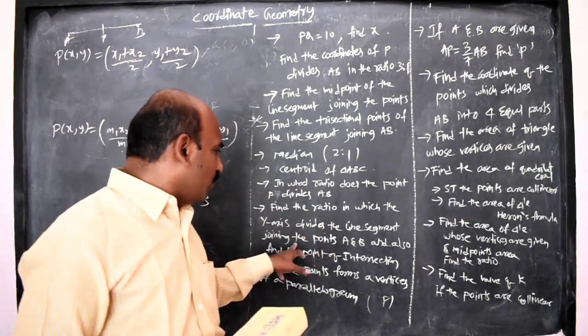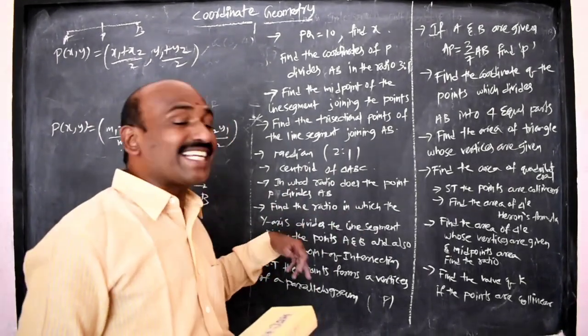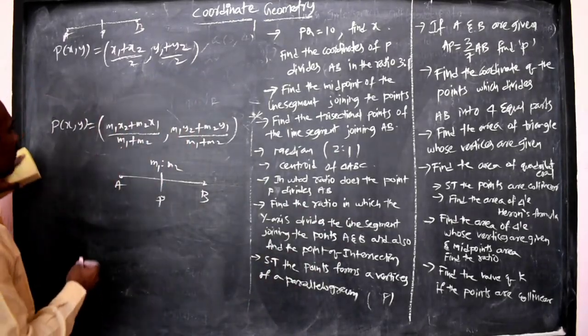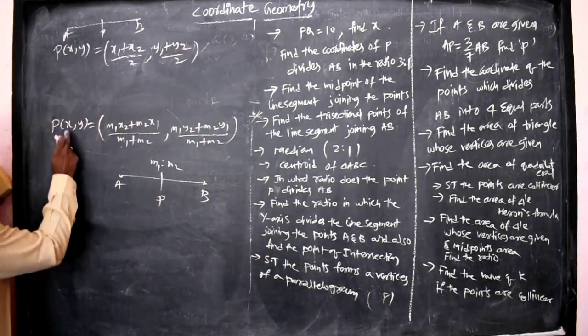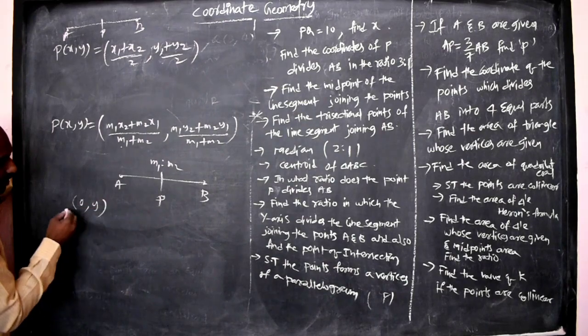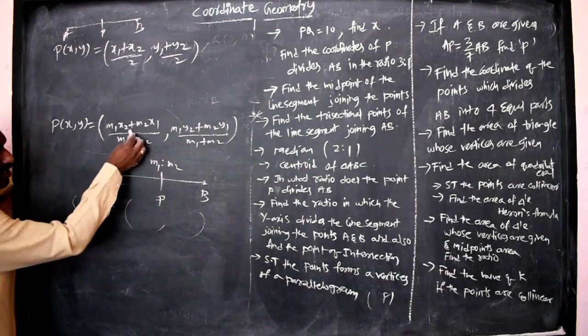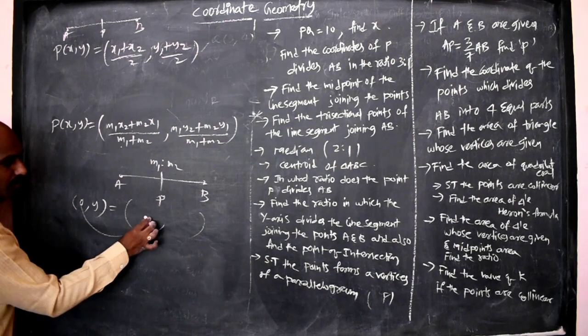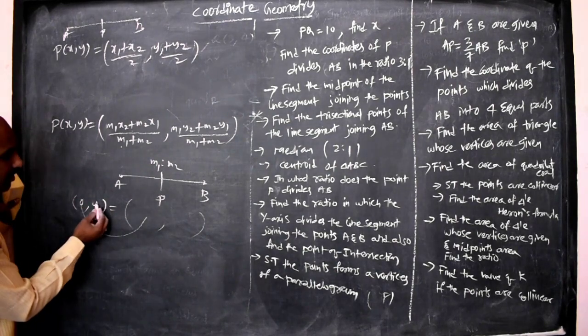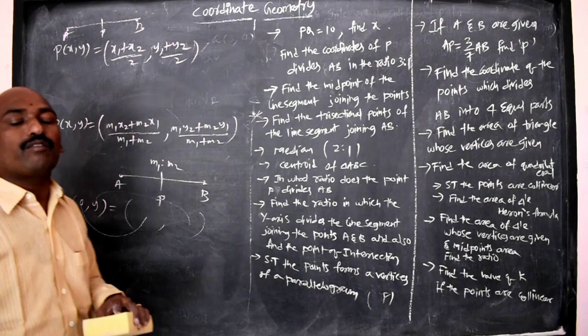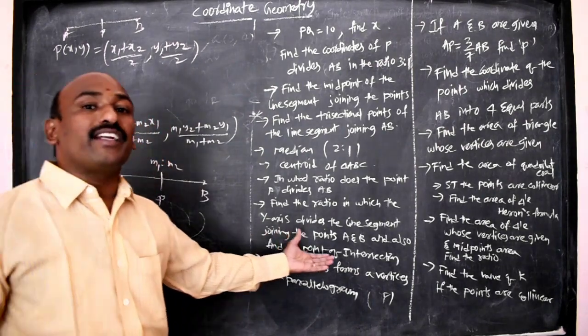In the same way, for the next one, find the ratio in which the y axis divides. For the y axis you have to apply the same formula, but in (x, y) the y coordinate is the y value and the x coordinate is 0. First of all use the same section formula and equate this, and we will get the ratio. After that, substitute in the y coordinate to get the y value, and also we will get the point of intersection.